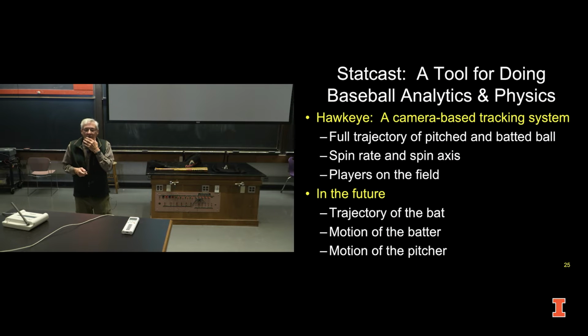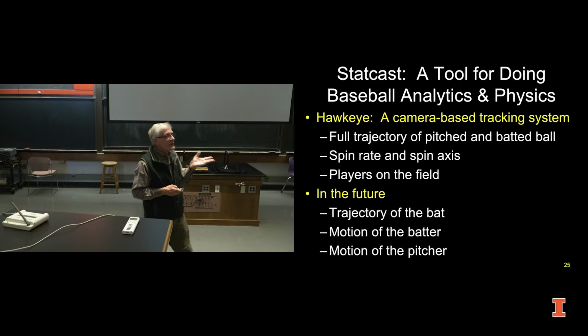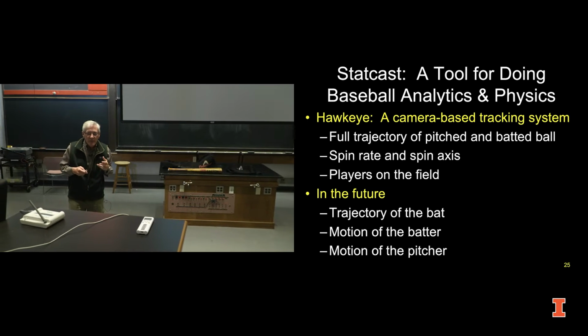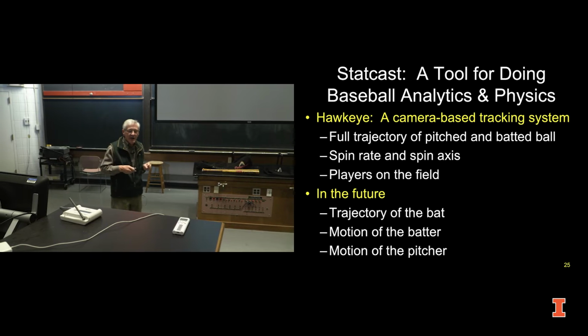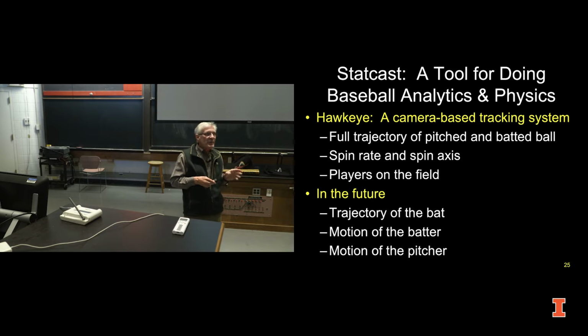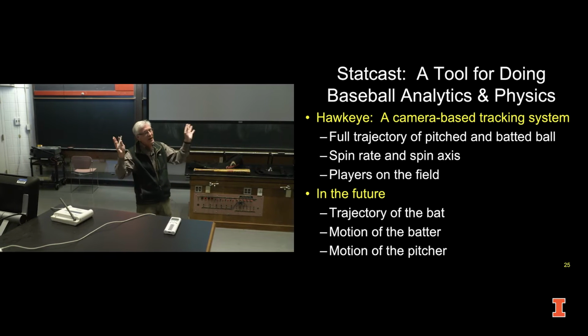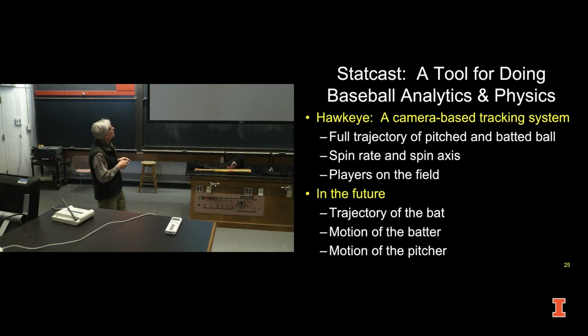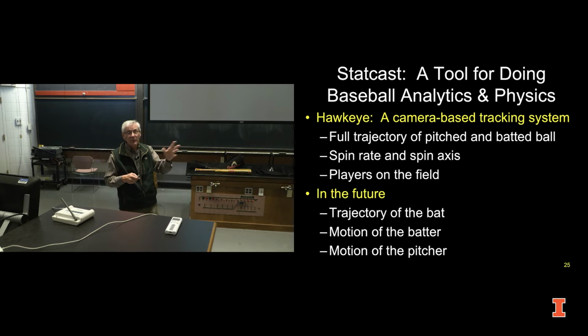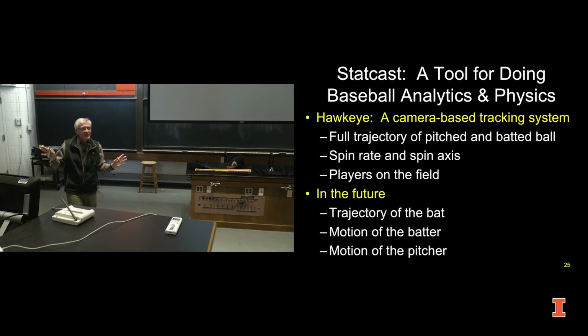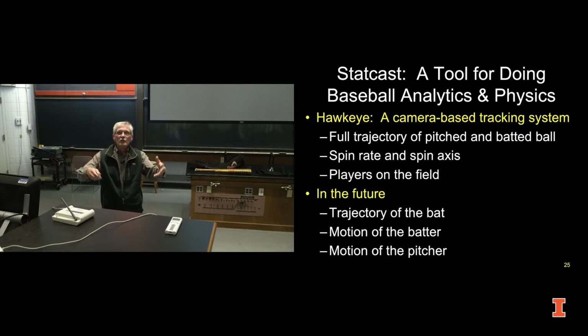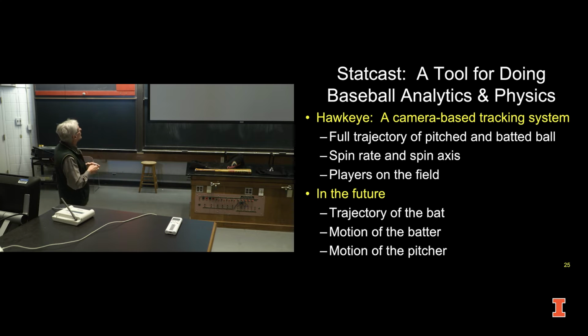Okay. So StatCast, those of you who watch MLB games on TV regularly know about StatCast. It uses so-called Hawkeye cameras. It's a camera-based tracking system for tracking virtually everything on the field. It gives you the full trajectory of pitched balls, batted balls, and thrown baseballs for that matter. It gives you the spin rate and the spin axis. So, I mean, if you're a physicist, it gives you absolutely everything you need to try to pin down what those trajectories should look like.